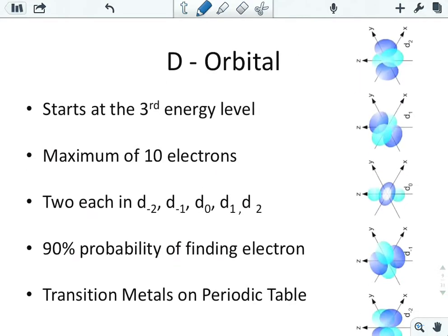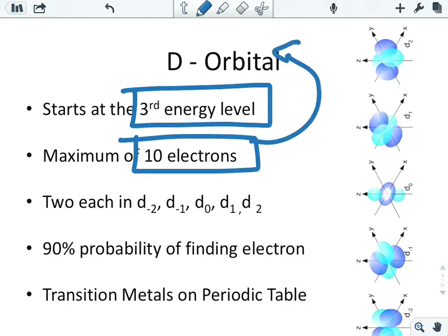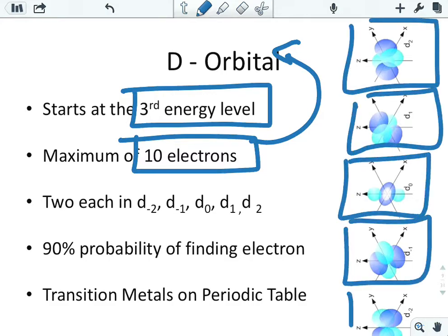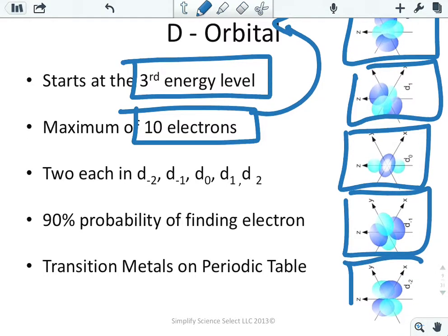Now, the other orbitals that we have: the d orbital, which starts in the 3rd energy level. Okay, the only things in the first 2 energy levels are going to be s and p. In the 3rd energy level, we bring in d. Now it has a maximum of 10 electrons that can fit in the d orbital. So if it has 10 electrons, we see that it has 1, 2, 3, 4, 5 sublevels. And those are the 5 sublevels that we're going to have. We designate these as -2, -1, 0, 1, and 2.